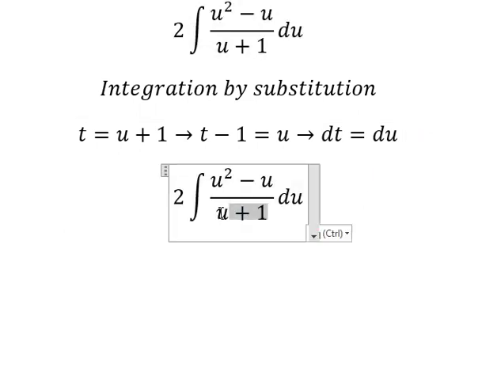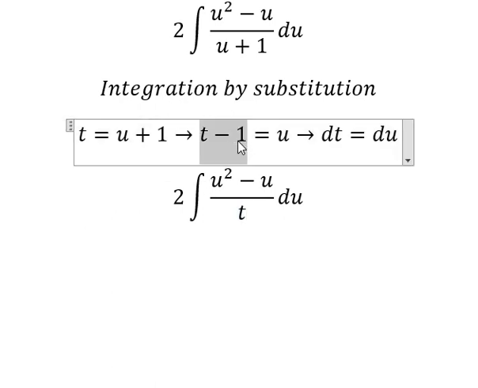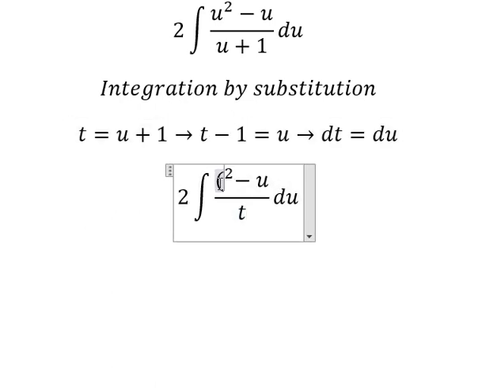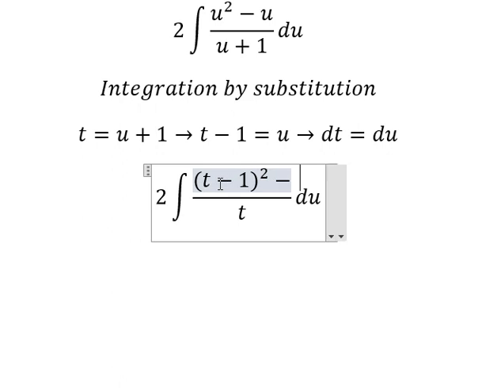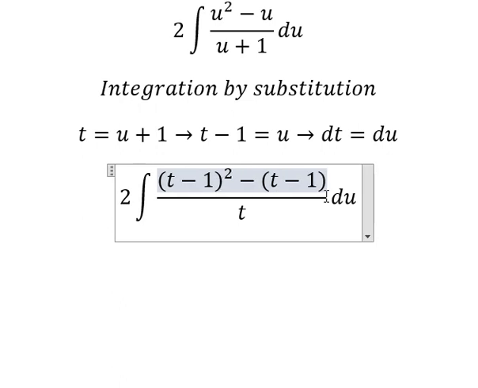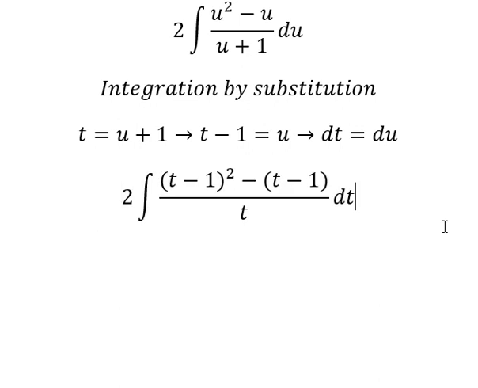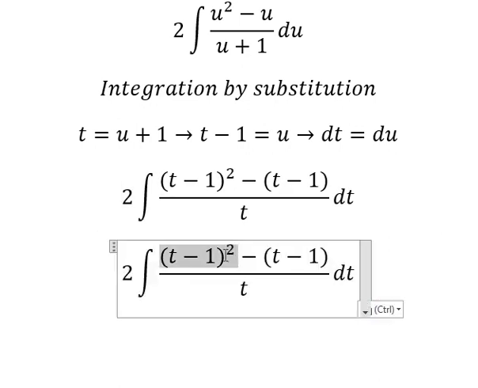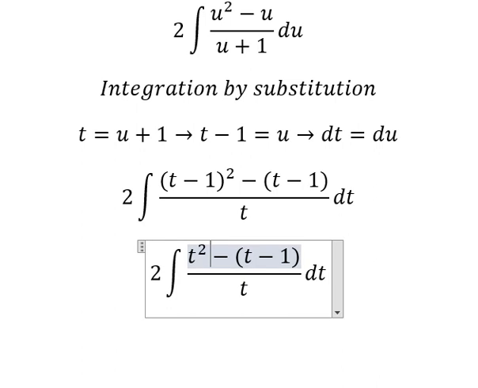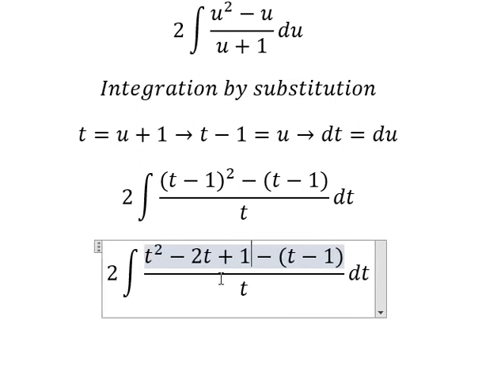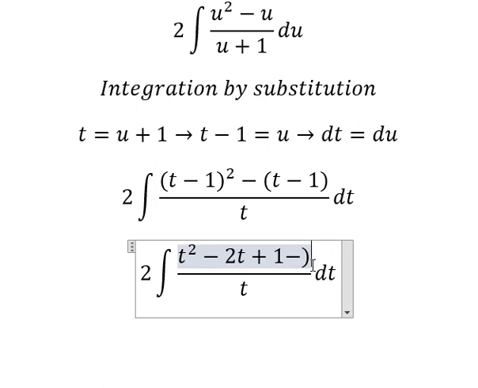So this one we change by t. U, that is this one. Du we change by dt. So we need to expand this one. We need to change the sign of this one.